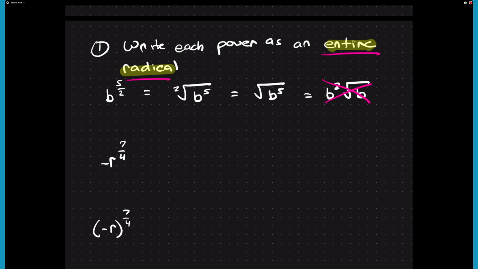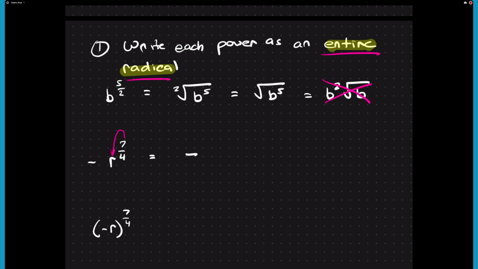Okay, now you have to notice that on the example below, it looks almost the same, except that now the negative r is in brackets. So the way that it's different is that this first example, the 7 over 4 is only going to be applied to the r. So it's almost like this little minus sign is just sitting over here, and it's going to be part of the answer. Okay, so when we go to write our answer, that negative sign is going to be out here.